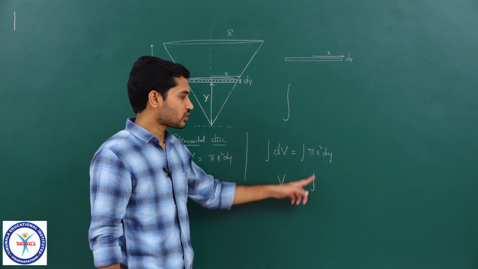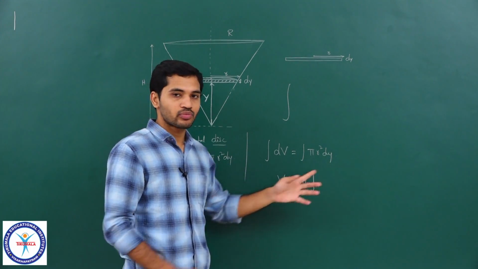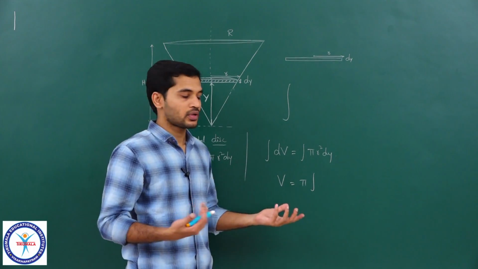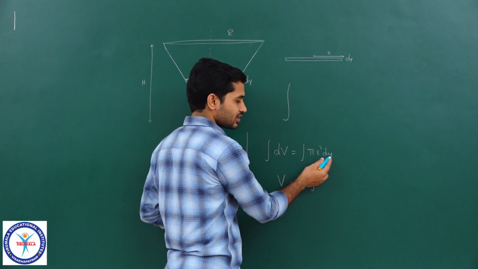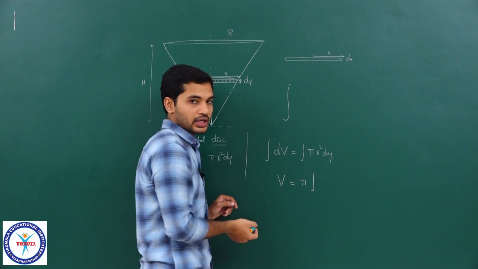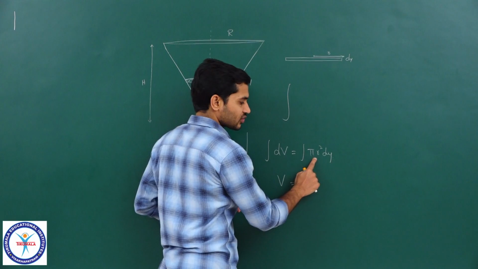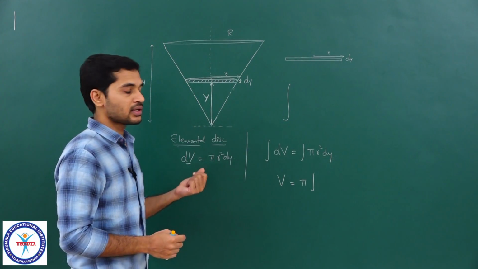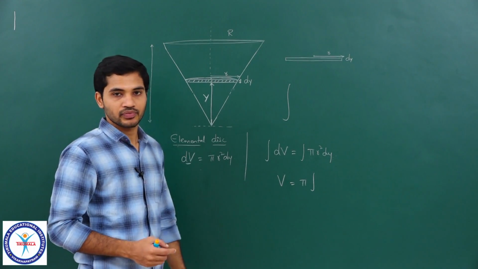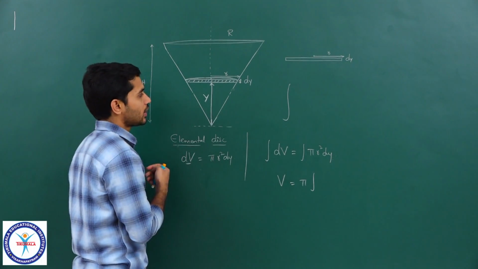We can't, right? Because whenever we need to integrate, both should be in the same variable form. If there is r square here, there should be dr, or if there is y here, there should be something in terms of y. But here we have r square and we have dy. So what will I do in this case? I'll try to replace one with the other. Let's see how to do that.